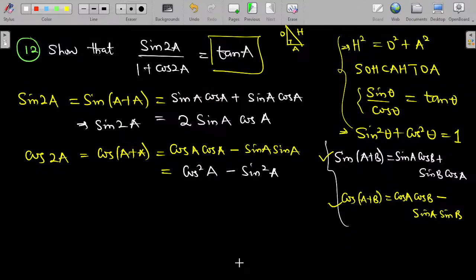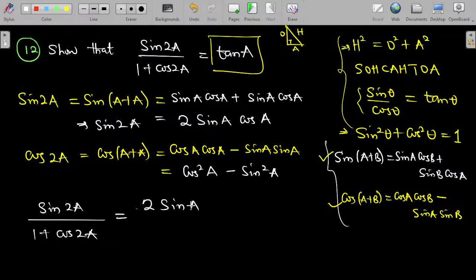That's where they said that this our sine 2a all over 1 plus cos 2a, which is what we want to show is equal to tan, they said it is equal to 2 sine a cos a all over 1 plus cos squared a minus sine squared a. So this was the hint they gave you, and I've shown you how they got that.